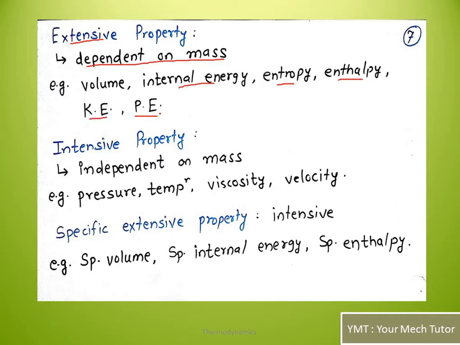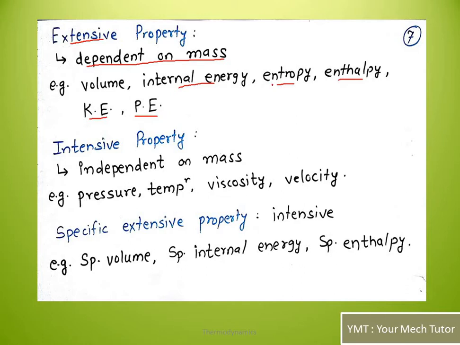For example, kinetic energy. What is the formula to calculate kinetic energy? Half mass into velocity square, so it is dependent on mass. Suppose volume, it is what? It is dependent on mass. Likewise, there are certain properties which are dependent on the mass of the system. Those are termed as extensive properties.